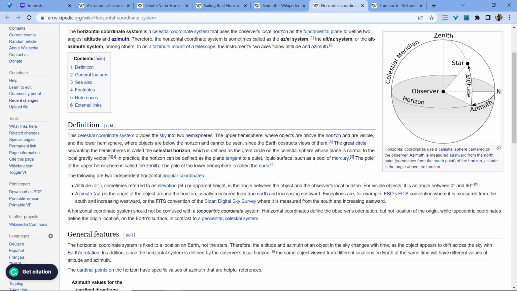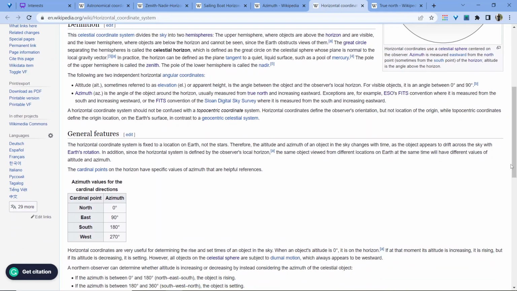A horizontal coordinate system should not be confused with a topocentric coordinate system. Horizontal coordinates define the observer's orientation but not the location of the origin, while topocentric coordinates define the origin location on the Earth's surface in contrast to a geocentric celestial system. General features: the horizontal coordinate system is fixed to a location on Earth, not the stars. Therefore, the altitude and azimuth of an object in the sky changes with time as the object appears to drift across the sky with Earth's rotation.